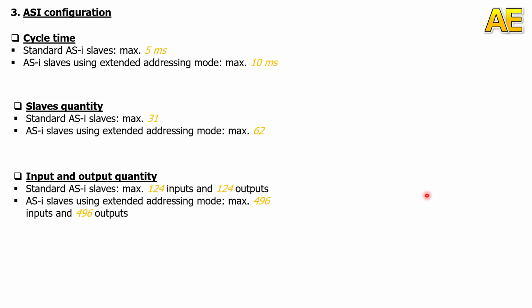Next is the input and output quantity. With the standard ASi slave, maximum 124 inputs and 124 outputs. For the ASi slave using the extended addressing mode, maximum 496 inputs and the same for the outputs.